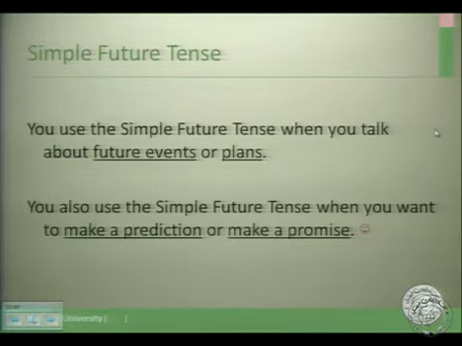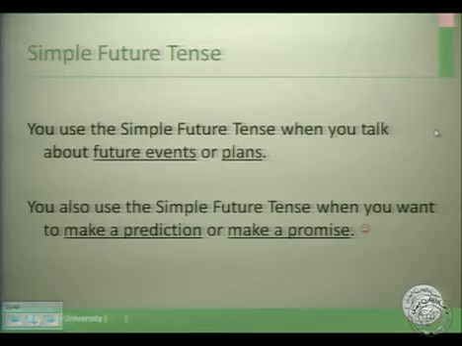So talking about your plans, future plans or future events, you are going to use the simple future. And there are two ways of using the future, and we are going to talk about them in a minute. You also use the simple future tense when you want to make a prediction or make a promise. I'll make you an offer you cannot refuse. I'll buy you this if you give me this. So this is something like a promise.